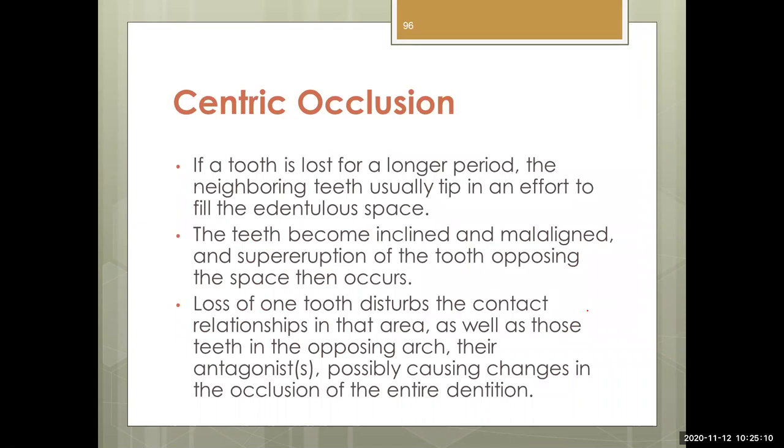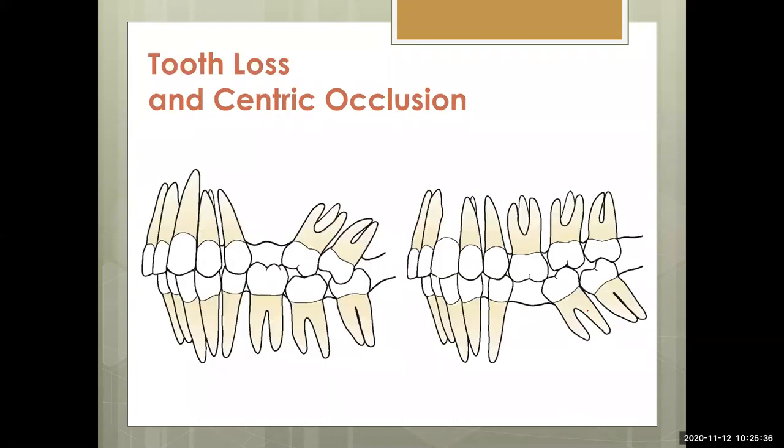So centric occlusion is important because that's our habitual occlusion. That is how our mouth wants to meet and to be used. But the teeth become inclined and can become malaligned and super erupted with no opposing tooth if just one tooth is lost. So the loss of one tooth can really disturb the relationship of both arches. And it can happen fairly rapidly. Mesial drift, super eruption, depending on how the teeth are coming together.